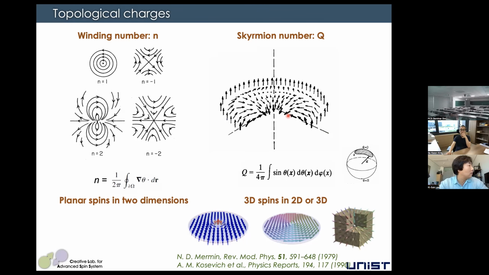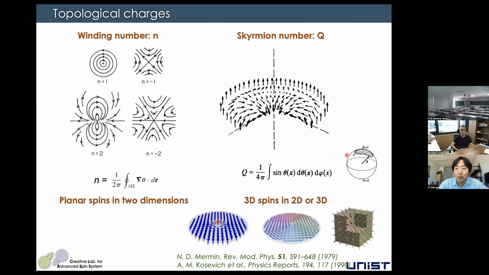Here, an example is a winding number n. If you think about planar spins in two dimensions, you can define the topological charge as a winding number. Here is an example, the winding number 1 or 2. And you can obtain these charges based on this integration. Or if you think about 3D spins, meaning 3D vector magnetizations in a two-dimensional or three-dimensional system, you can define the topological charge as a skyrmion number, and you can do a surface integral of the magnetic vectors on the surface.